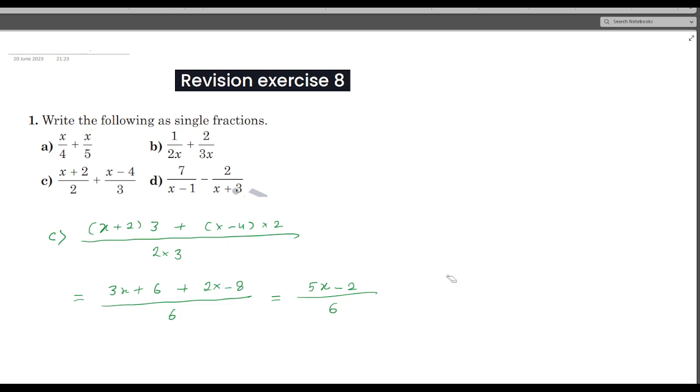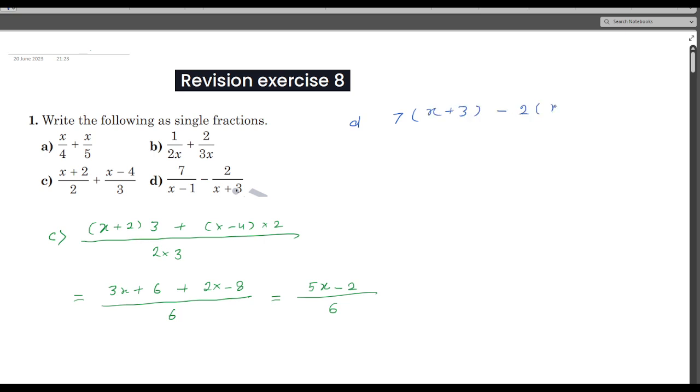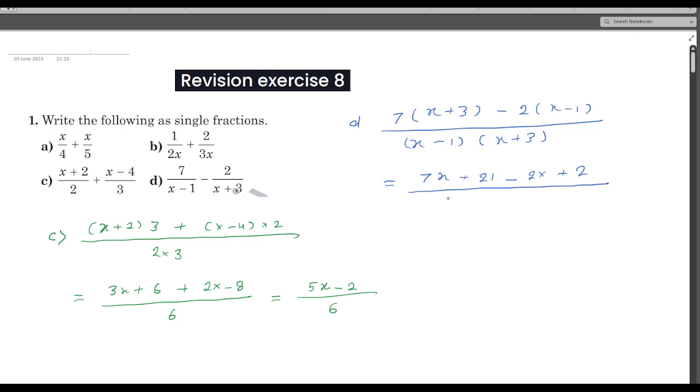Now this question D, what we do, we multiply this 7 with x plus 3 minus 2 times x minus 1 whole divided by x minus 1 times x plus 3. So this gives you 7x plus 21 minus 2x plus 2 whole divided by x multiplied by x is x square, x multiplied by 3 is 3x, minus 1 multiplied by x is minus x, minus 3.